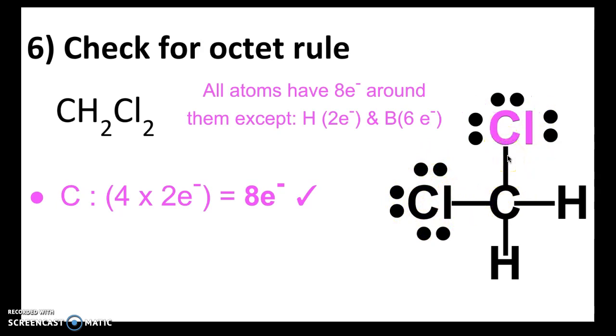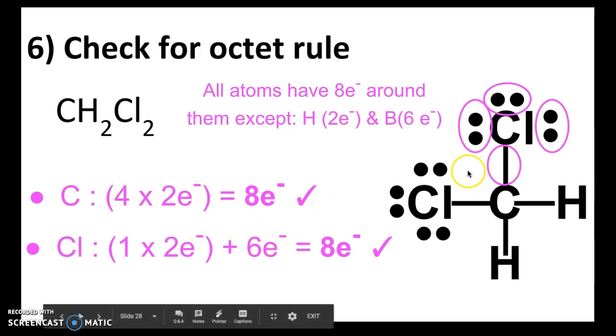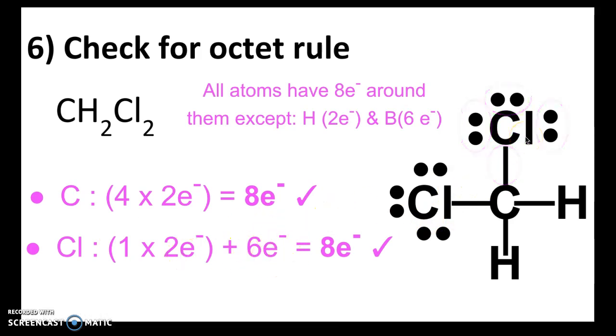So I can go ahead and start my count. 2 electrons in the bond. That's 2, 4, 6, 8. And that means it has 8 electrons. So again, 1 bond with 2 electrons, and then 6 electrons from the lone pairs.